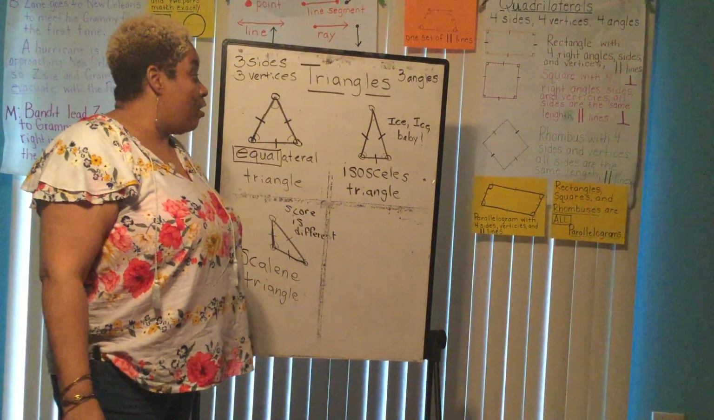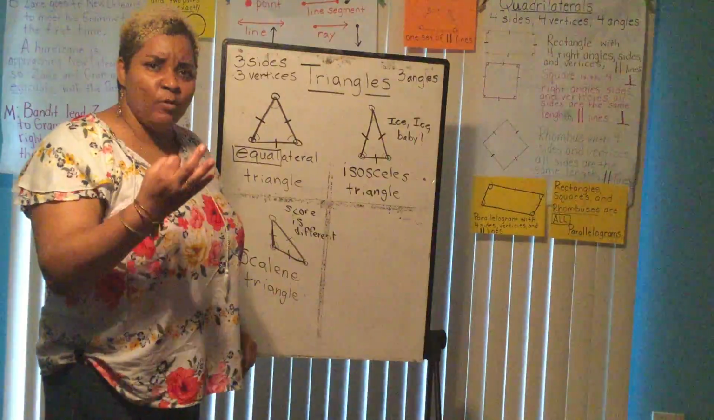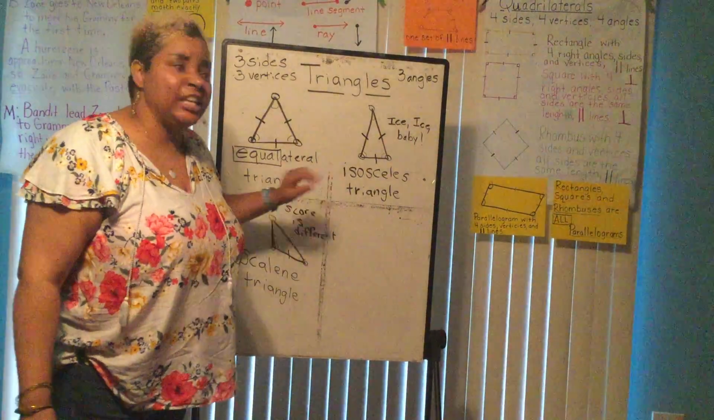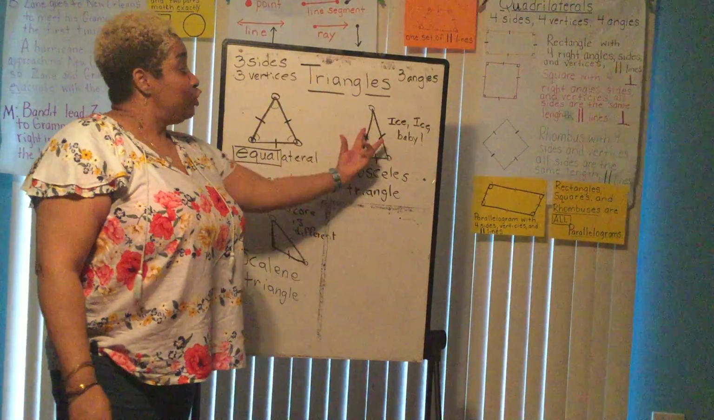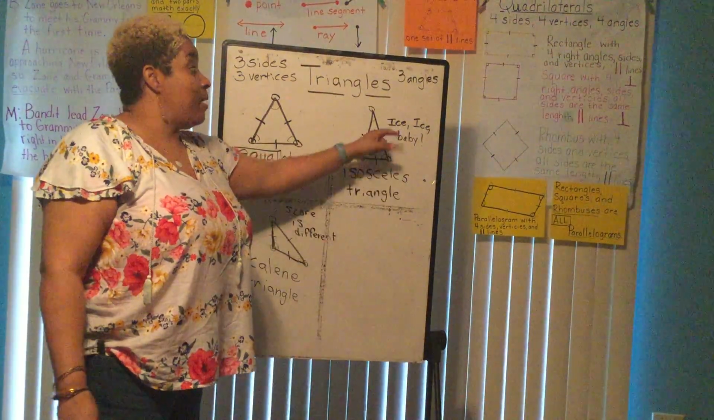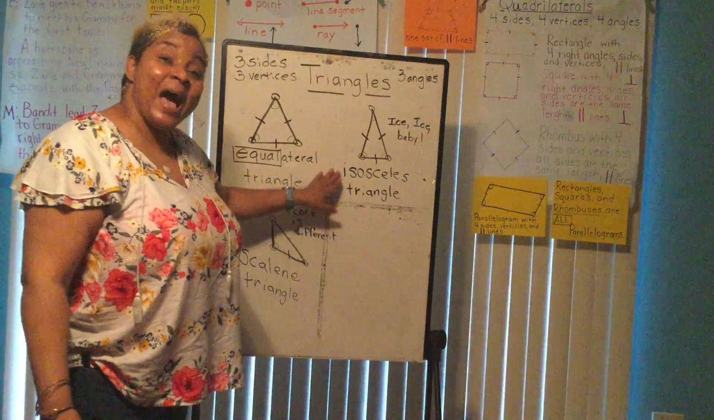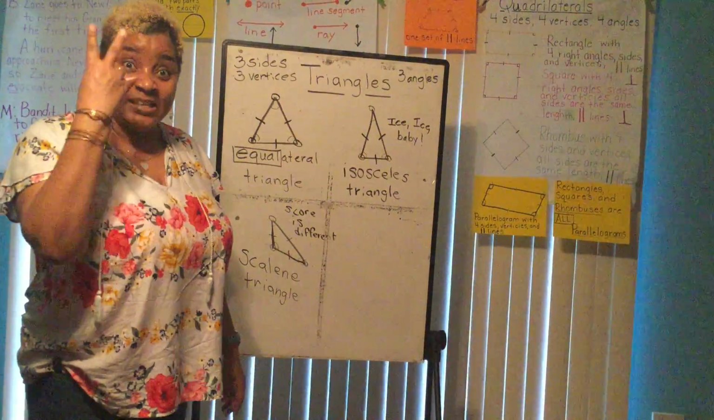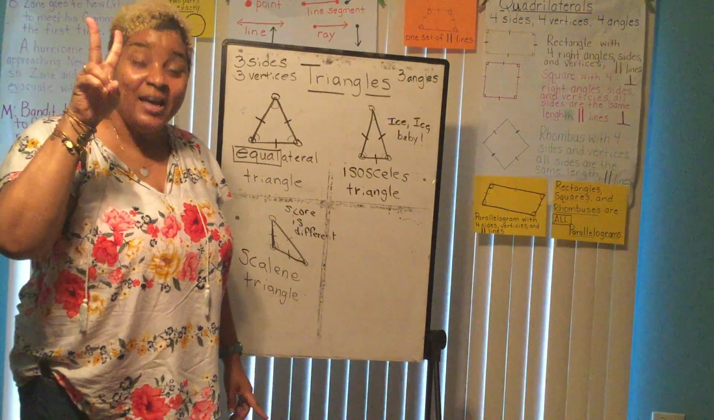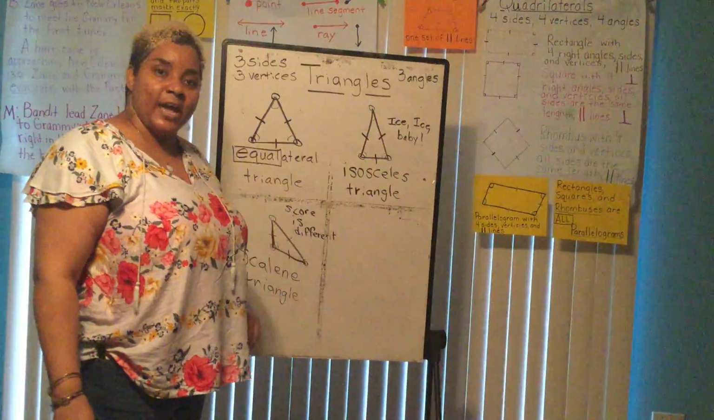Then we went on to talk about the isosceles triangle. Say that with me, please. Isosceles triangle. Two sides are the same, one side is different. So remember, I say ice, ice, baby. That's how I remember my isosceles triangle. Ice, ice, two sides are the same. Ice, ice, baby. Isosceles triangle.